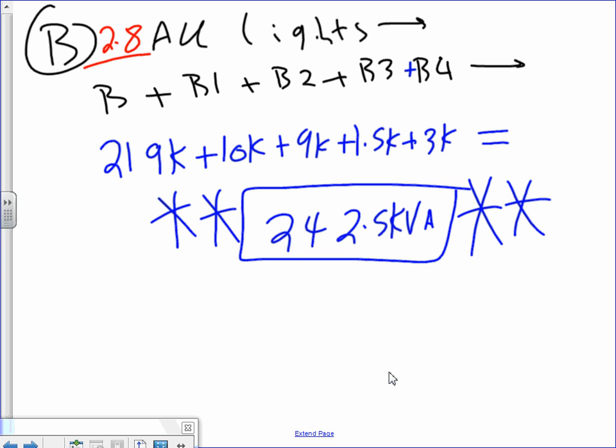So the main panel right now would have the 242 of the lighting plus the 56 of the receptacle. So far.